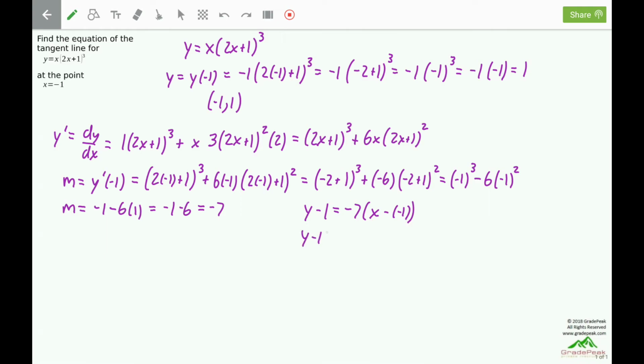So we will do that by, first off, in here, minus a -1 is the same as +1. Next step, distribute the -7 in. That'll be -7x minus 7. And then let's add 1 to both sides, and we have -7x plus 6. There's the equation of the tangent line to the function at that point, x equals -1. y equals -7x plus 6.